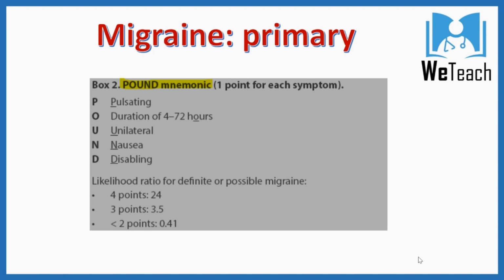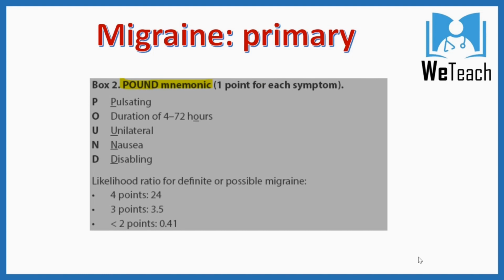Why do these patients hate their lives? Usually they sit in a dark room because they can have photophobia, and they avoid loud noises. It is disabling because they cannot go to work, they can have nausea and vomiting, and it's worse with exercise. Okay, so this is an example of migraine.